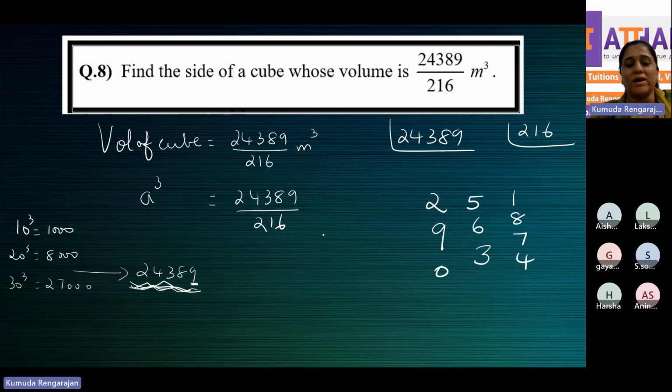I'll repeat. 1 into 1 into 1 is what? 1. So the ones digit is 1. 2 into 2 into 2, 8. So 8. 3 into 3 into 3. Ask your parents.